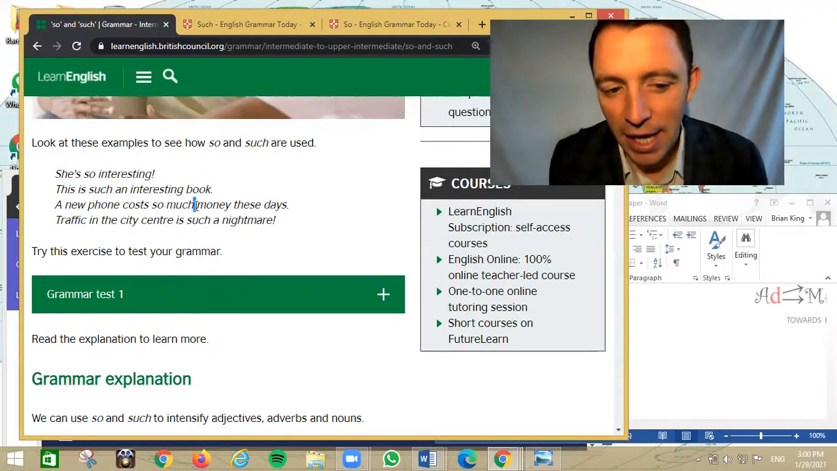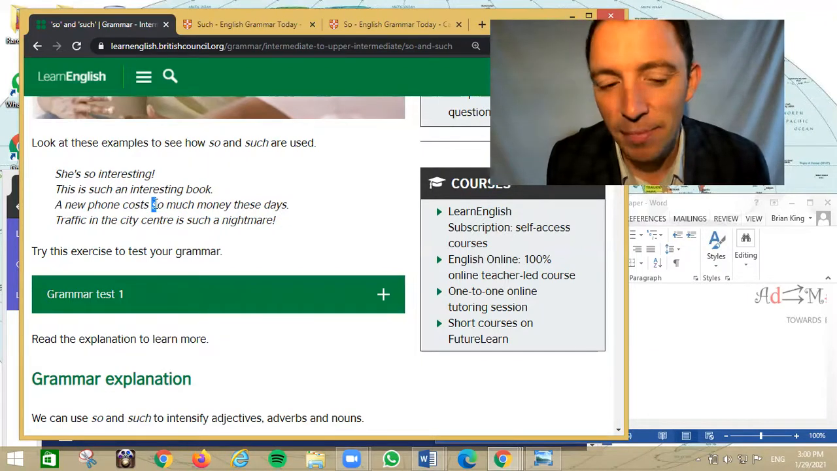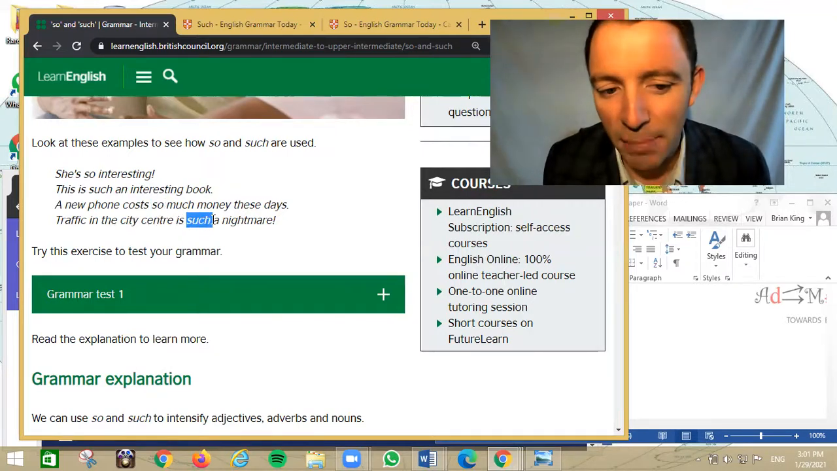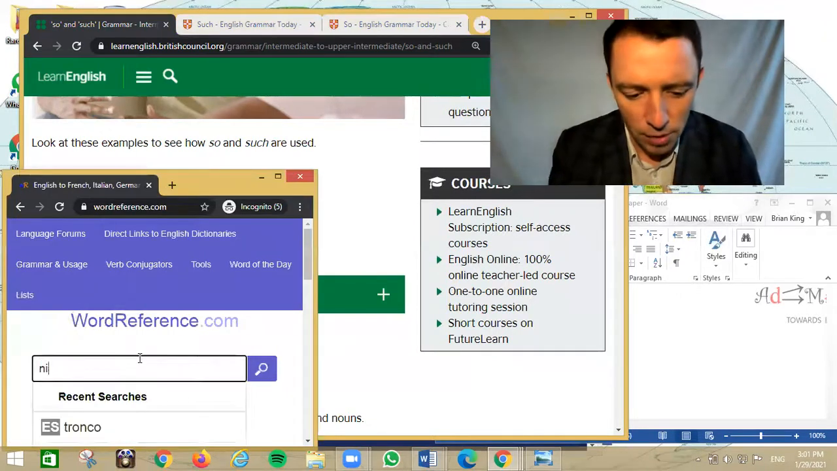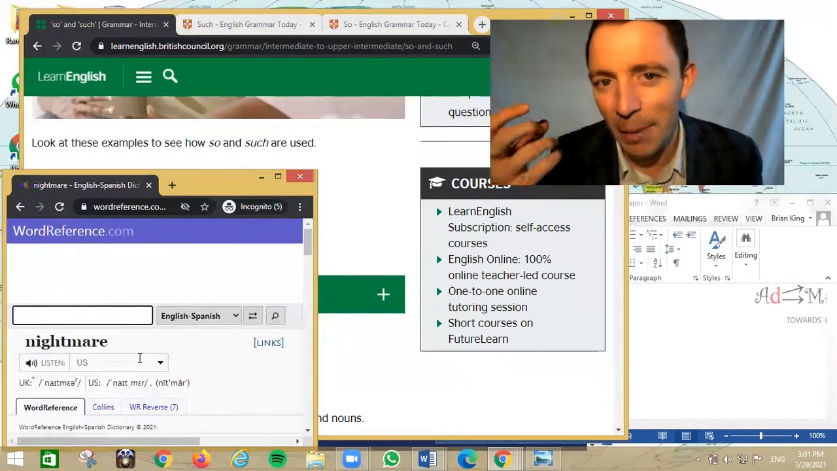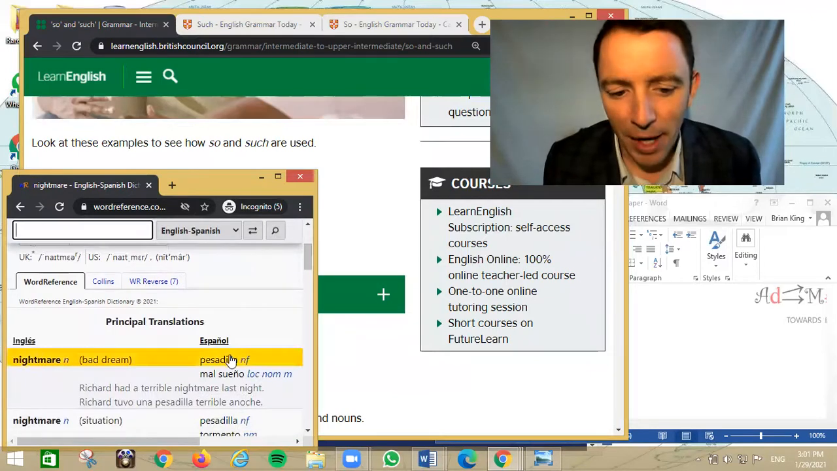Here, money is uncountable, so for that reason we use much. And then so again is typical with much to intensify or to increase the sensation, the emphasis. The final example is similar with the substantive again. Such a nightmare. So it's emphasis, really a nightmare. The vocabulary for nightmare is in Spanish specifically here. It's the opposite of a dream, really. You have a nice dream, a good dream, and then a bad dream is a nightmare. And in Spanish, pesadilla, mal sueño.